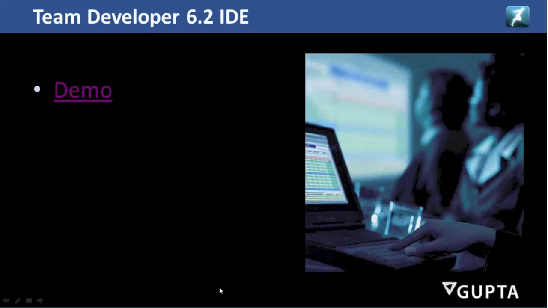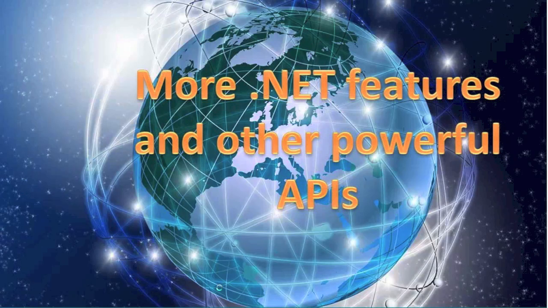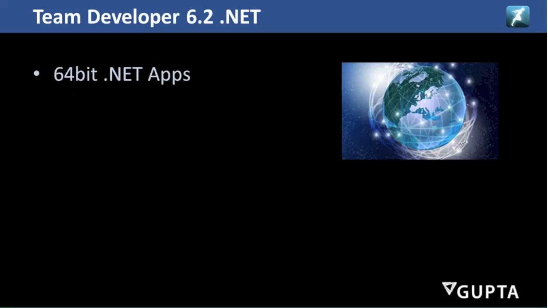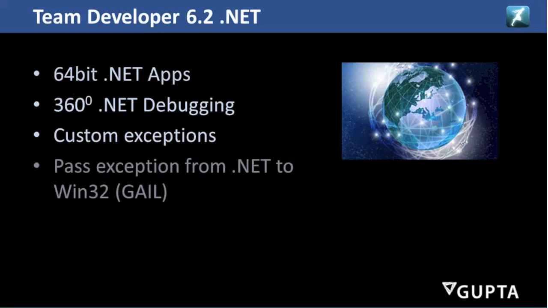Let's go back here to the slideshow and see what else we have. More .NET features and other powerful APIs. You get 64-bit .NET applications. You get 360-degree .NET debugging, and I will explain and show you the details of that in a minute. You get to define your own custom exceptions on .NET. You can pass exceptions from .NET to Win32, or basically receive .NET exceptions from Win32 calling applications.